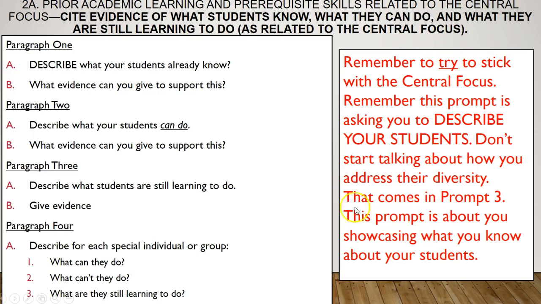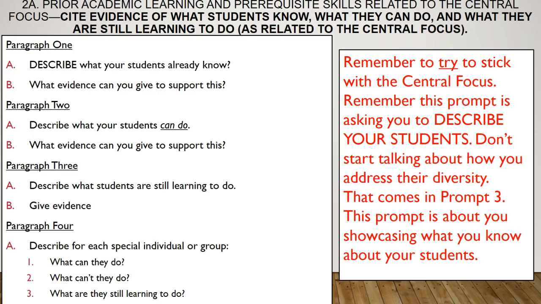In prompt 2, we're writing to describe our students. Then in prompt 3, we write about how we plan to meet the needs of those students. Remember, you want to try to stick with your central focus. Sometimes that's kind of a stretch, and that's okay. You just really want to describe your students.